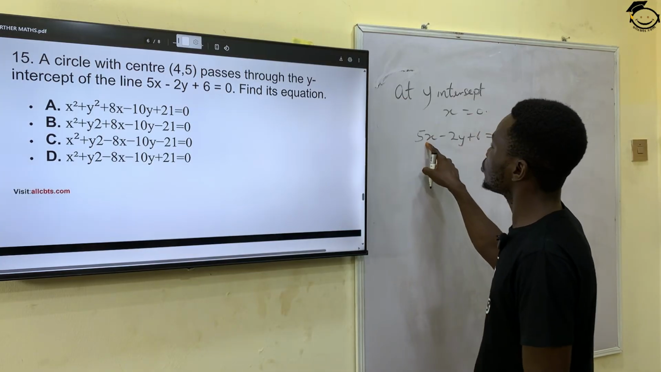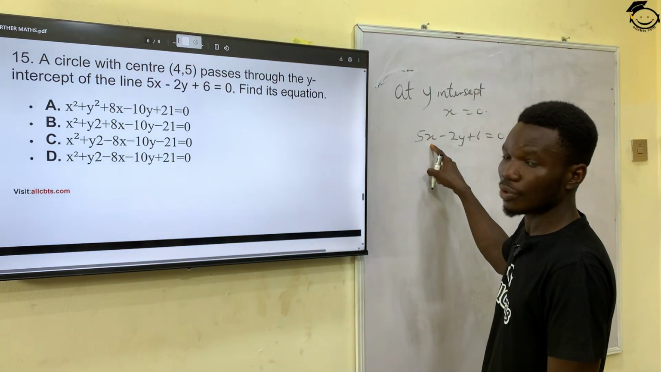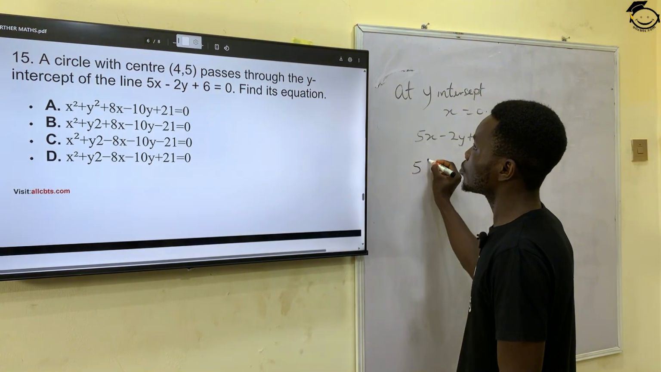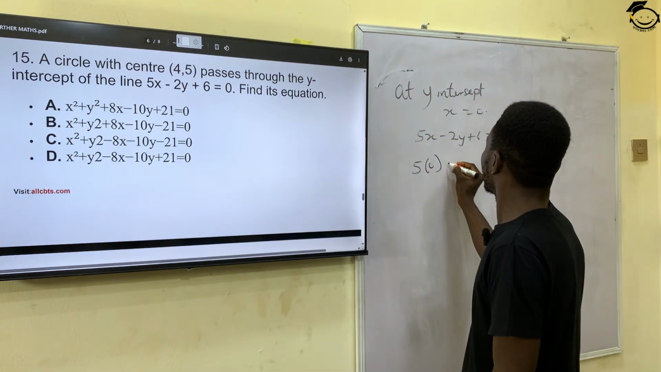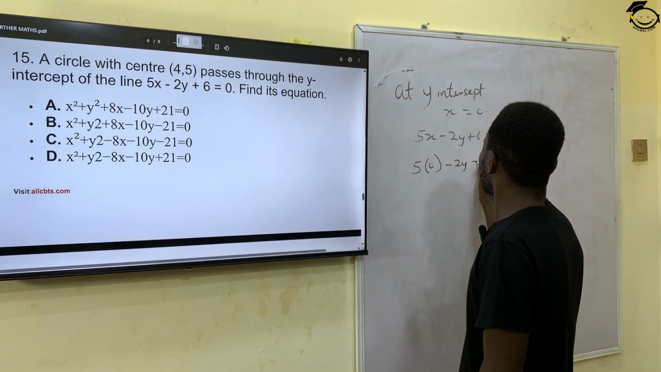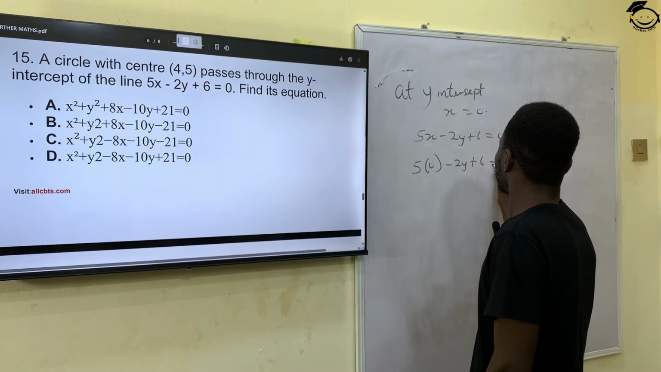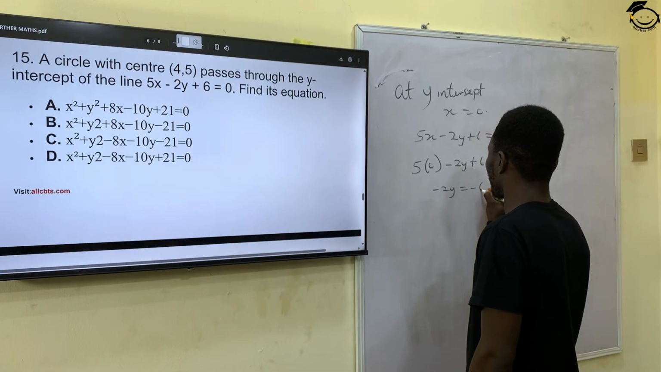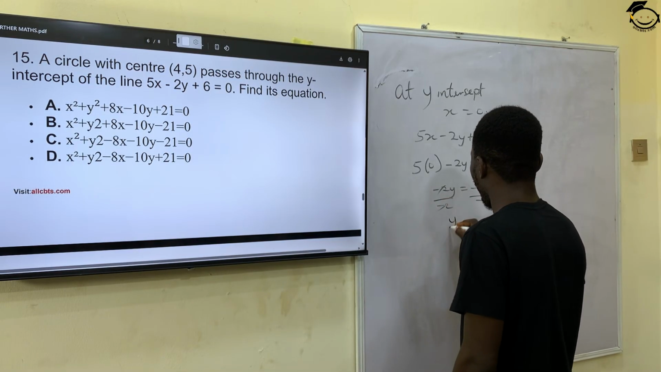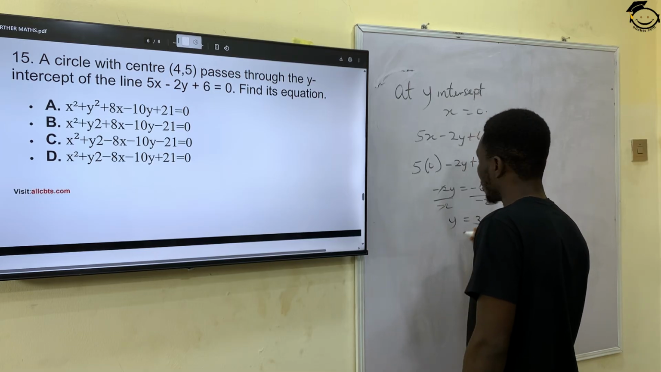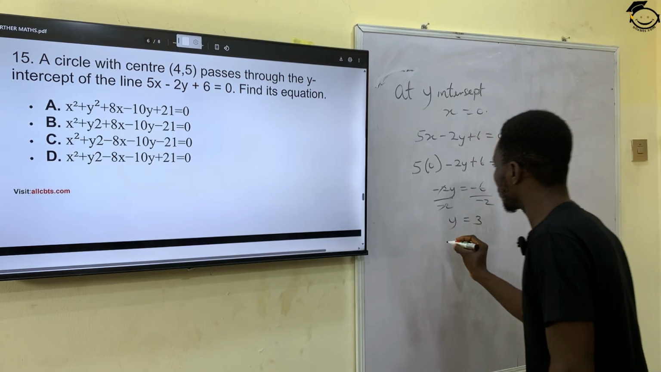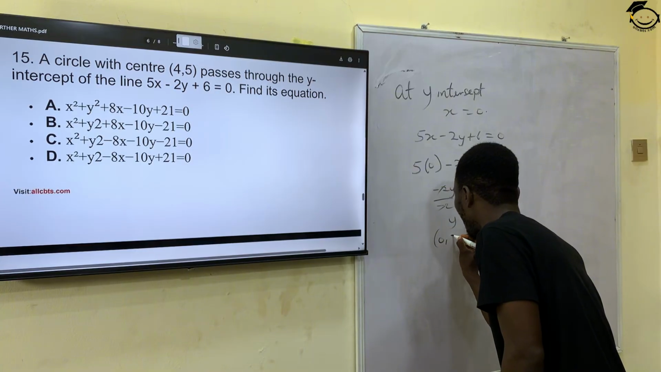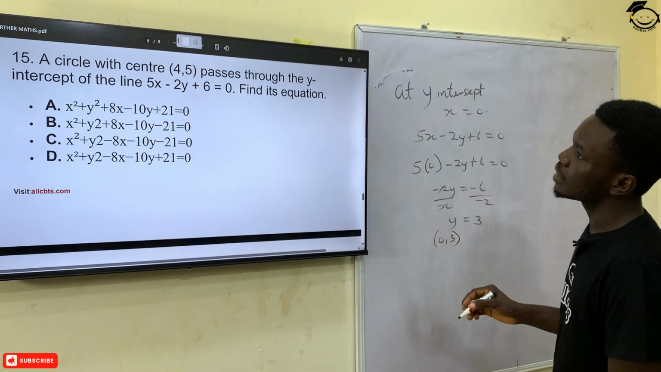So we're going to input our x to be equal to 0. This means that I have 5 open bracket 0 minus 2y plus 6 equals 0. This means that I have minus 2y is equal to minus 6. Divide both sides by minus 2, and this means that my y is equal to 3. So if my y is equal to 3, it means I have (0, 3) at the intercept.